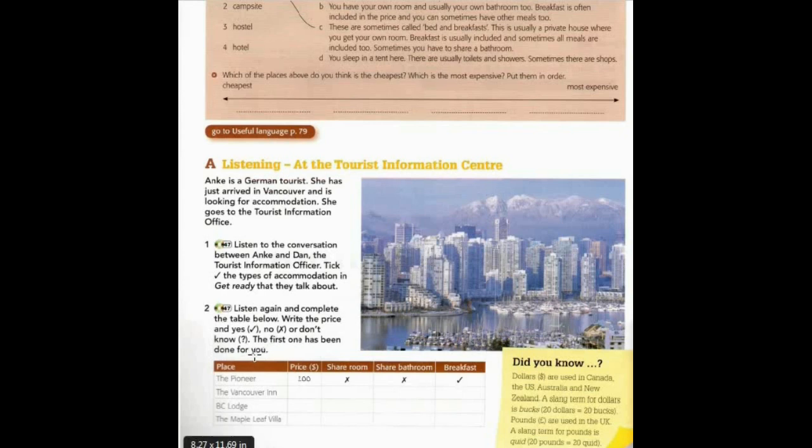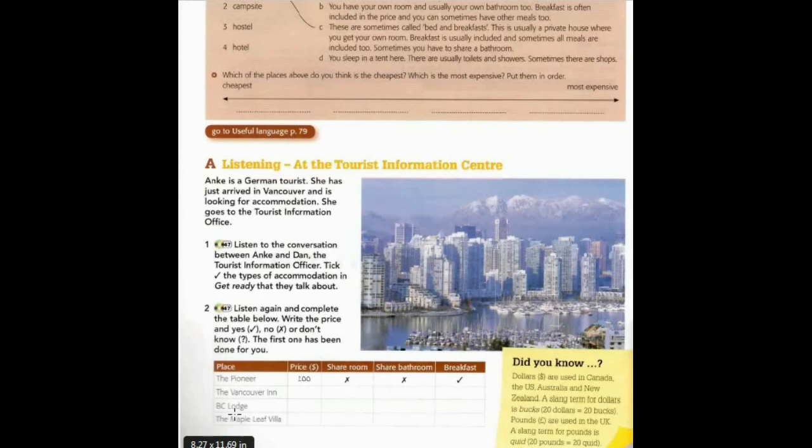So the Vancouver Inn, the tourist should pay $110, and there is no sharing room or sharing bathroom. Simply the breakfast is included. So we need to put a tick in front of the breakfast, while we need to put a cross for the bathroom and shared room.